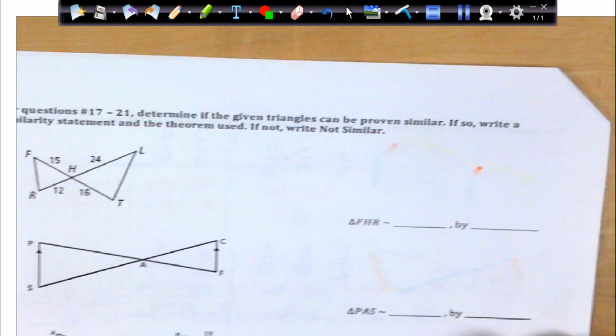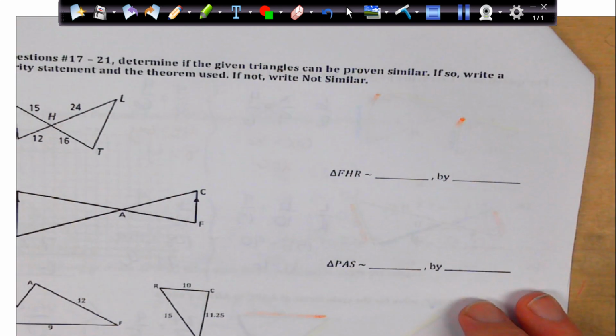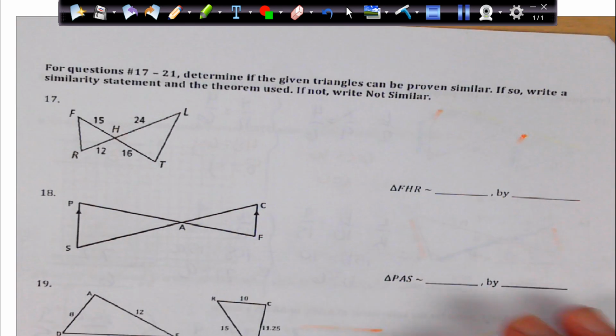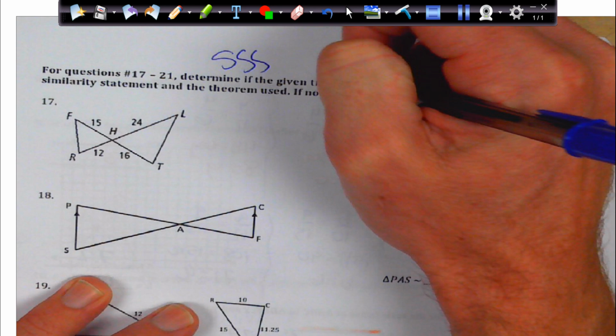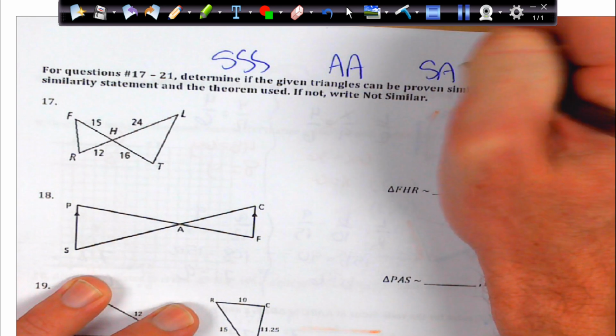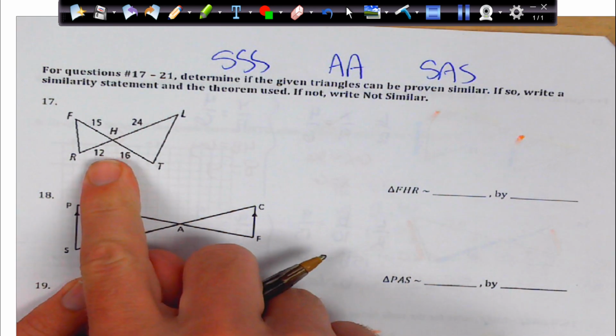All right. Getting close to the end. Determine if the triangles are similar. All right, so remember we have side, side, side, angle, angle, and side, angle, side. Okay, so this one could only be SAS because I only have two sides.